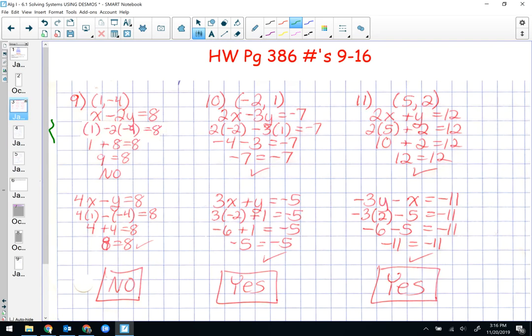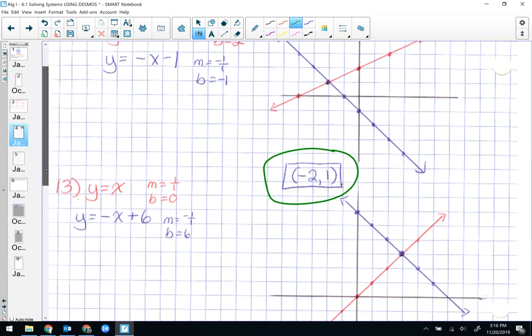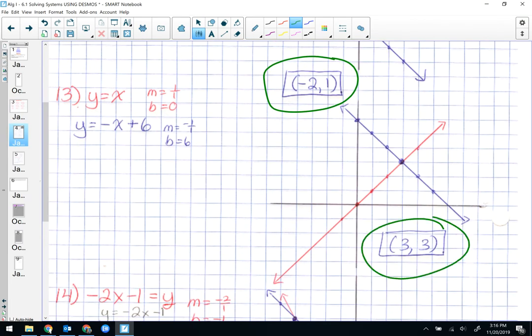Okay, so again, it was 9, 10, 11. Here's 12 with the 2 graphs. The answer's down here. 13. Answer's right here. 14.